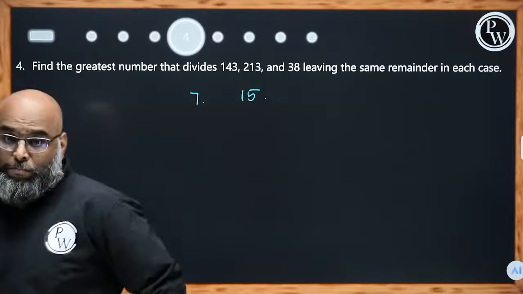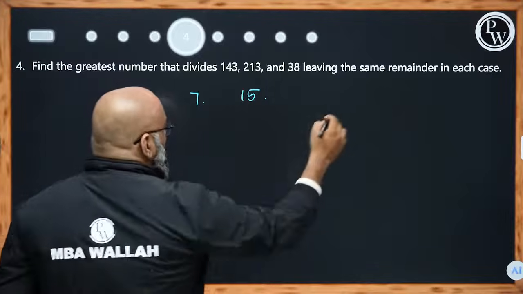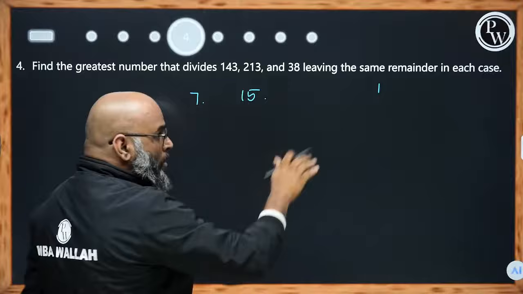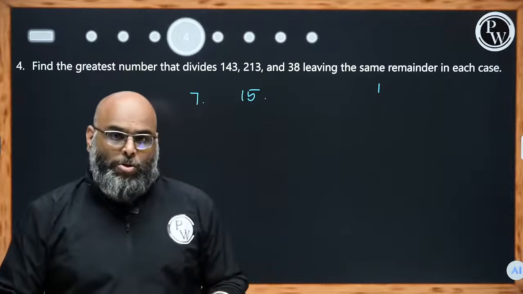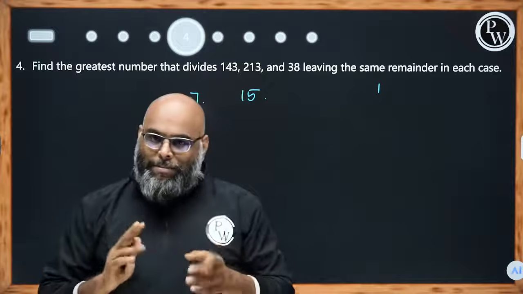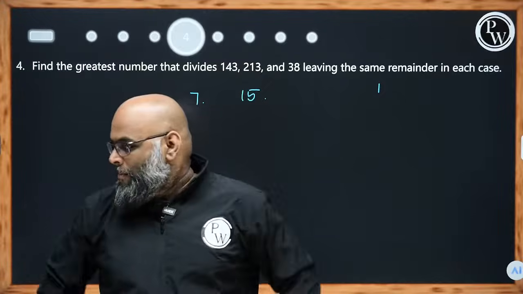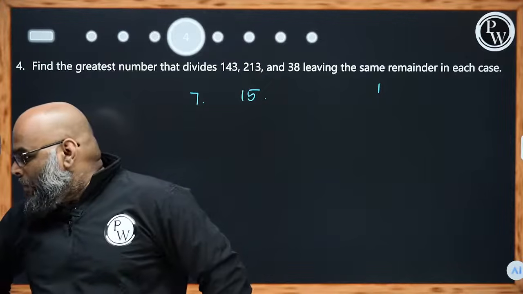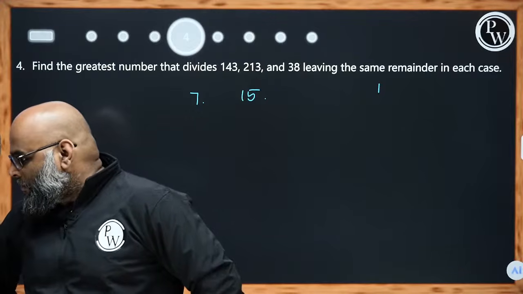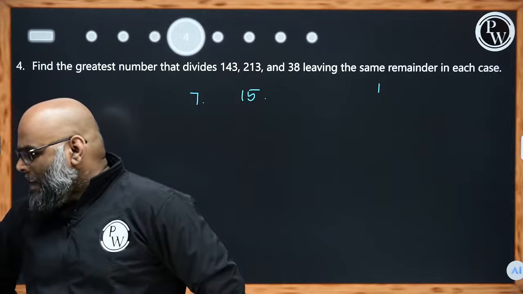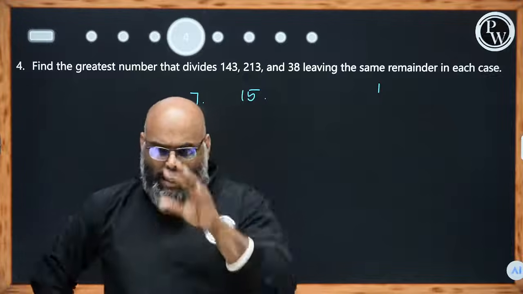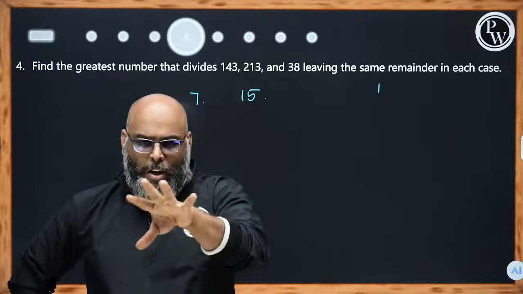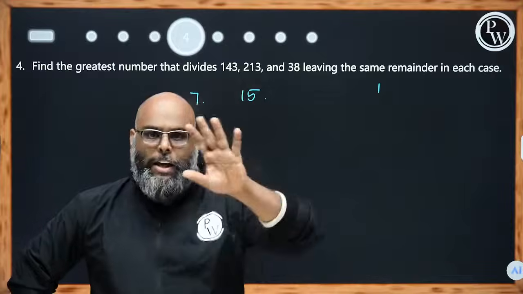Ria, perfect. 1 does, right? 7 gets divided by 1, remainder 0. 15 gets divided by 1, remainder 0. So clearly telling me that, hey, 1 works. Is there any other number that will work? Is there any other number in your head that you think, hey, 7 and 15 can be divided by this number, and on both occasions I will get the same remainder?